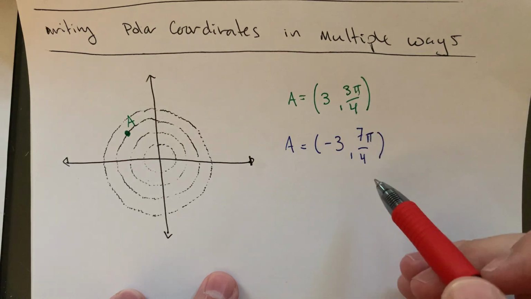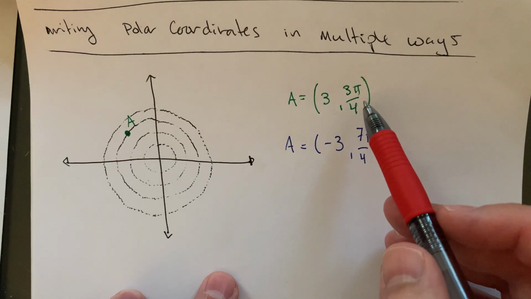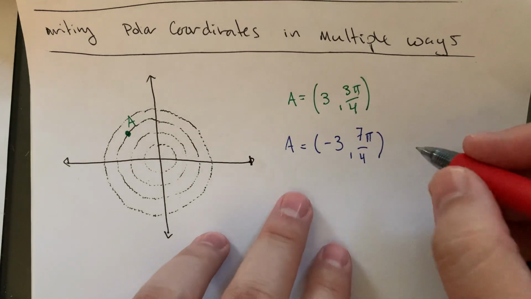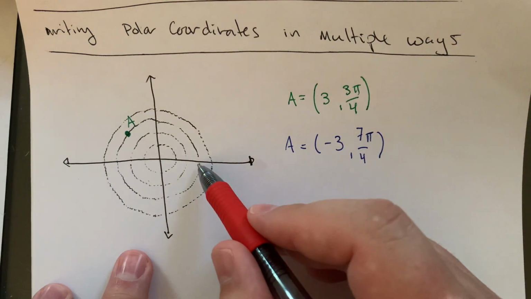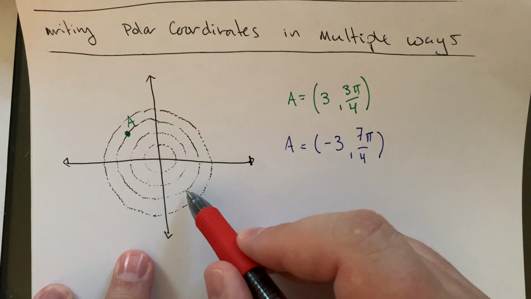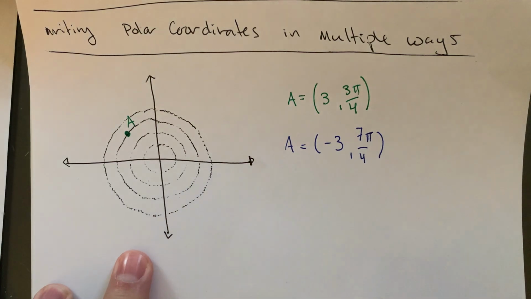So if you want to flip your radius from positive to negative, you can do that. You just have to add, or in theory subtract. You could think of this as negative pi over 4 if you wanted to think of it as getting down to quadrant 4 in the negative way. That would work too.